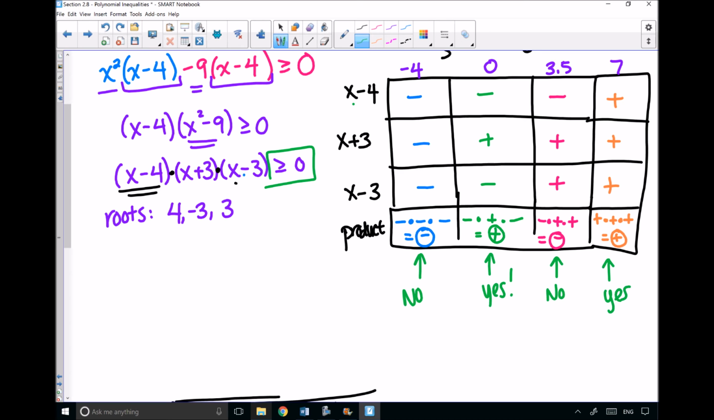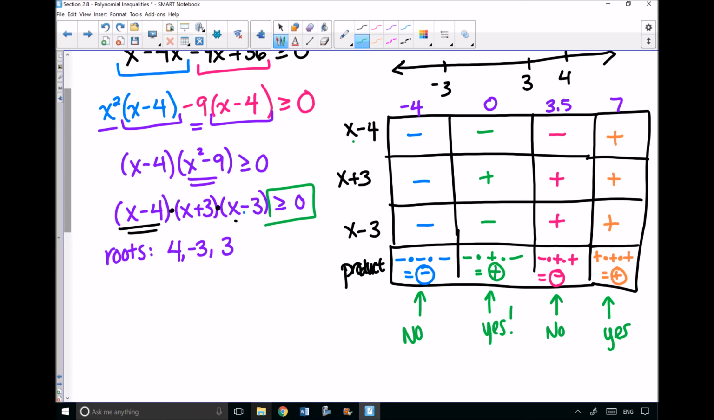Now, the question is, does it work at -3? So when the value is -3, does it work? Yes, because it has to be greater than or equal to 0. At -3, it is 0, so it works. Does it work at this 3 right here? Yes, it does, because it's a root, so it works because it's equal to 0. And then right here, does it work at the 4 right here? Absolutely, because it has to be equal to 0.